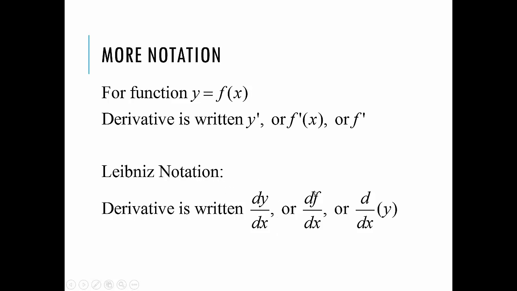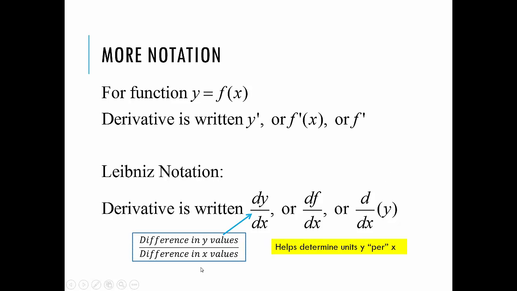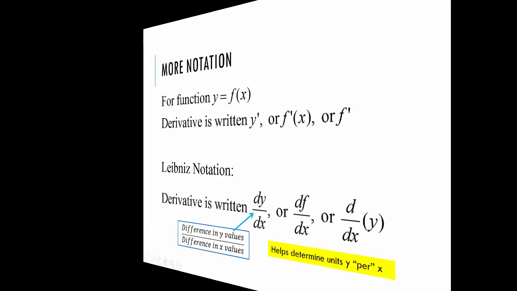I like it a little better, at least this first one, because it helps to see how to read the units. In other words, this is like saying the change in y over the change in x. So the change in dollars over the change in days. I don't tend to use these others. I might use this dx, but I don't tend to use these as much. But again, this first one I do like a lot because it helps me read the units by looking at the numerator per the denominator.